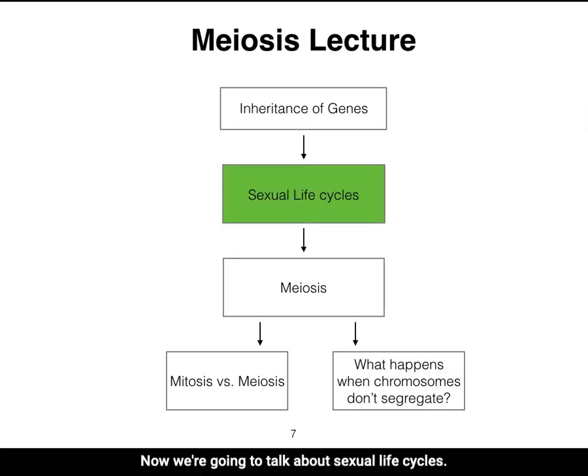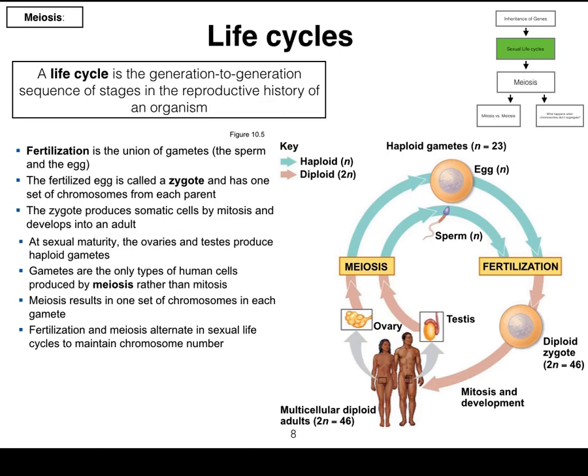Now we're going to talk about sexual life cycles. A biological life cycle is the generation-to-generation sequence of events in the reproductive history of an organism. What are some of these events? Fertilization is when the egg and the sperm, the two gamete cells, fuse together to give rise to an offspring. The fertilized egg is known as a zygote and has a set of chromosomes from each parent.